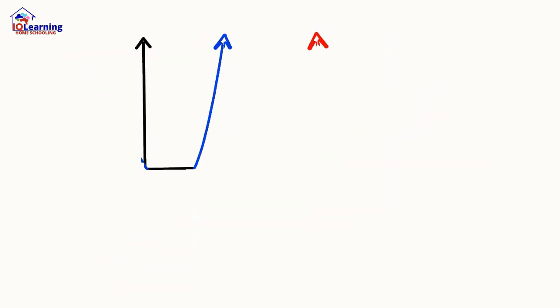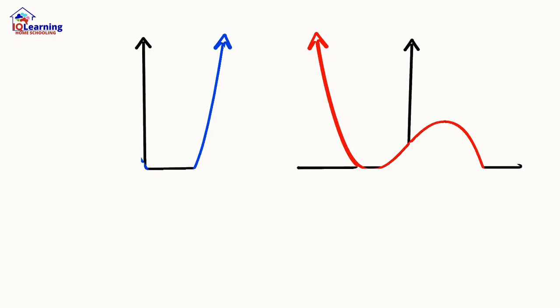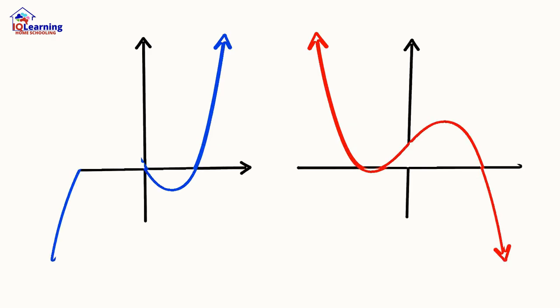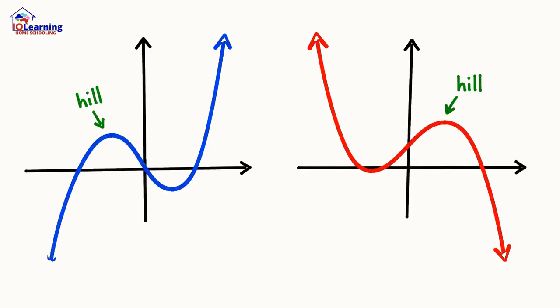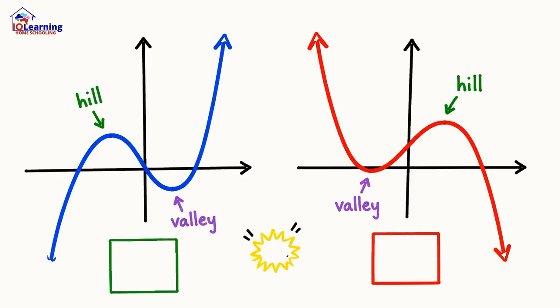Imagine a curve that starts low, twists in the middle, and ends high. That's the characteristic S shape of a positive cubic. A negative one does the opposite, starting high and ending low. They can have up to 2 turning points, a small hill and a valley.